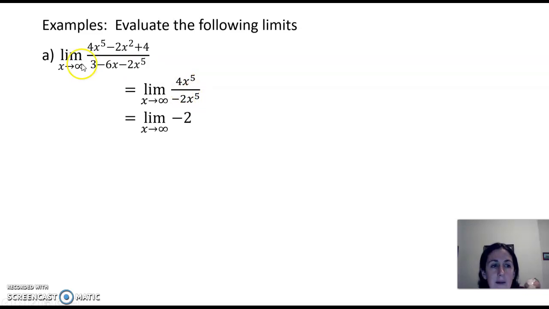So this is the same. These three limits are the same. So the limit as x approaches infinity of negative 2, as x increases positive without bound, negative 2 will stay as negative 2.